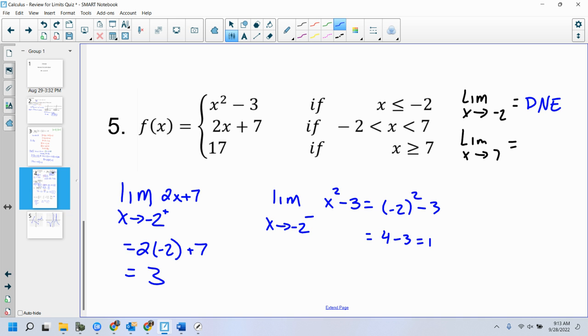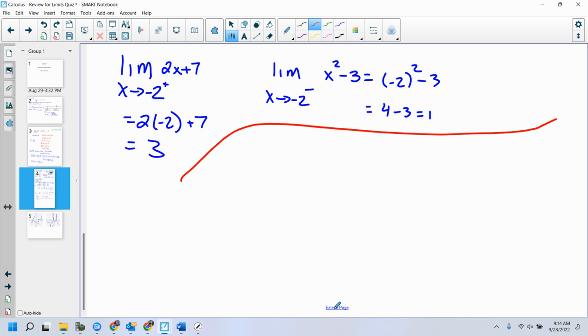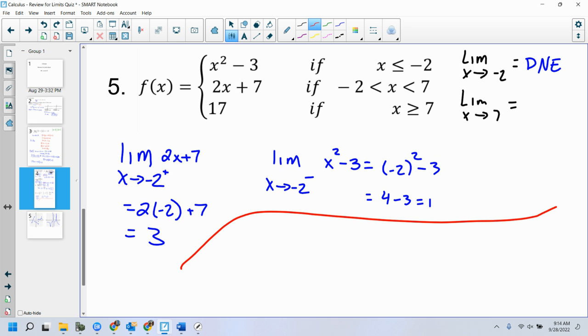Let's do that exact same thing for 7. The limit as x goes to 7 on the right, and the limit as x goes to 7 on the left. On the upper side of 7, the limit as x goes to 7 from the upper side is just 17, right? Just a constant. The limit of the constant is the constant.